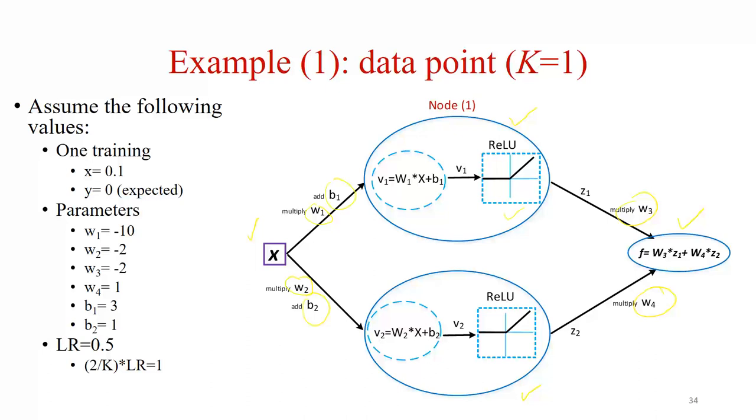The activation functions are ReLU, and then we have the output function here, which is F. I have one training pattern here: when the input equals 0.1, the expected output equals 0. I'm going to start my parameters with some initial value. They could be randomized, they could be initial values, or values from a previous training, either way. These are my current values of those parameters. We'll use this single training pattern to train this network, and we want to update the parameters to minimize the error.